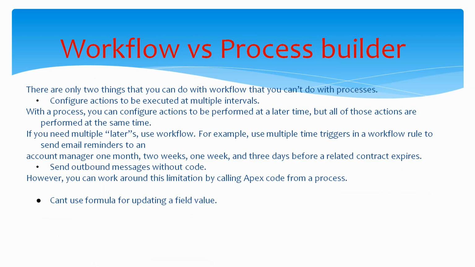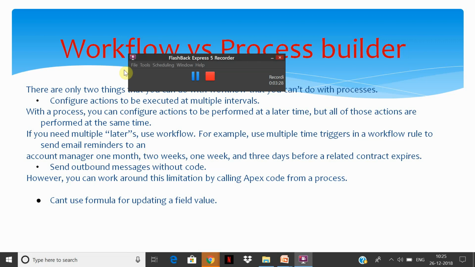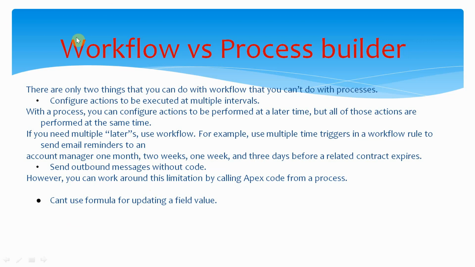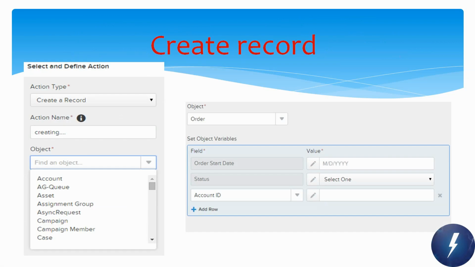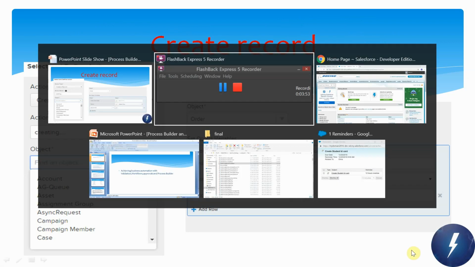So what are the major differences? In workflow you can do only a couple of things, whereas in process you can do more. So these are the general comparisons between workflow and process, and there are some limits like how many rules and processes you can have per object. As we know, we are working in a multi-tenant environment. You can have 50 per object. So these are some other governor limits you should be aware of. So now let's actually take a look at each of these process builder actions.